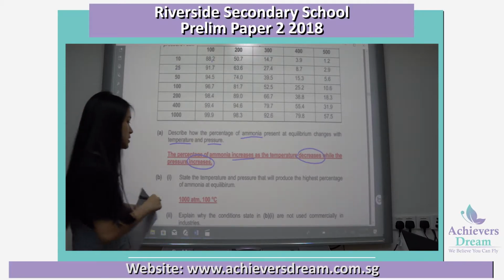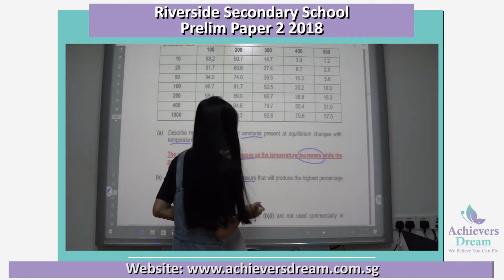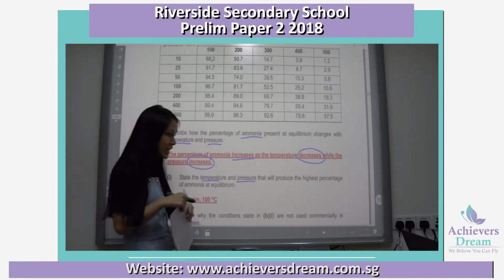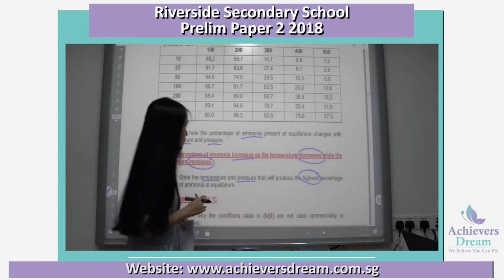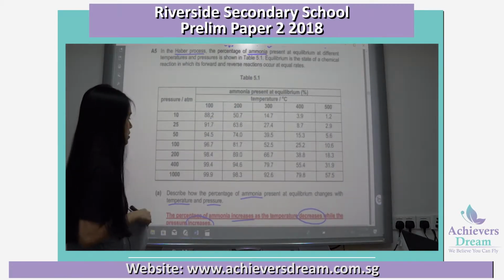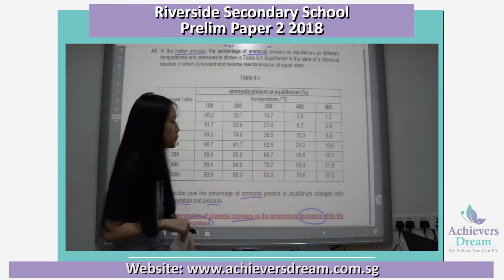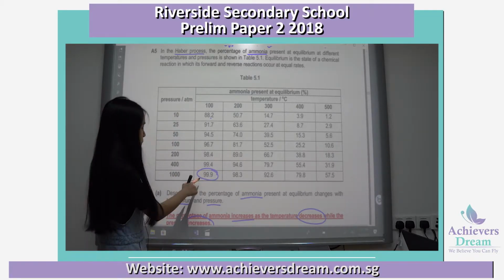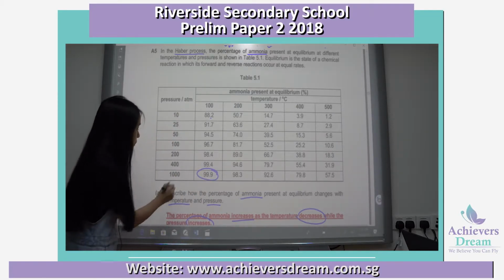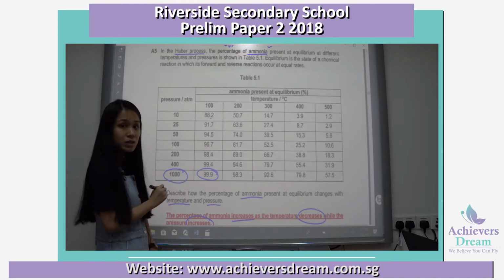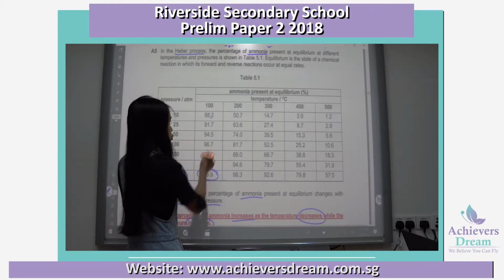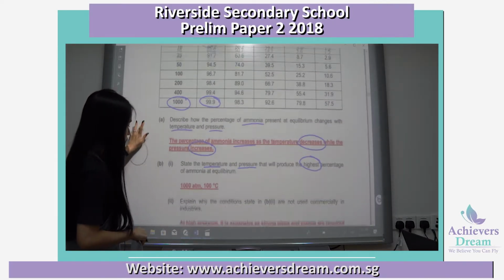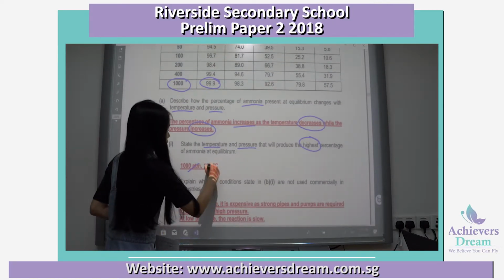Now let's take a look at part B, 1. State the temperature and pressure, based on the information that is given to us, that will produce the highest percentage of ammonia. So based on this, where is the highest percentage of ammonia? It is 99.9%. At 99.9%, what is the pressure? The pressure is 1000 atm. And what is the temperature? It is 100 degrees Celsius.